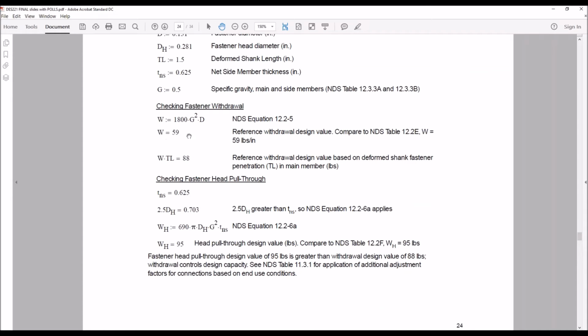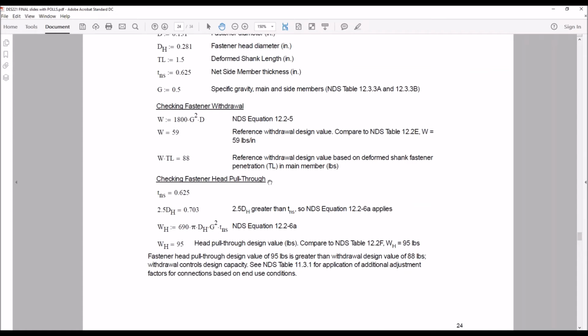So we plug those in, we get a reference withdrawal design value of 59 pounds per inch. And we can compare that to the tabulated value from table 12.2E, and they are the same. So that's good, we're consistent. Remember, though, we're only multiplying that by the penetration of the shank that is the deformed portion. So in this example, that's that TL value. So we multiply the W, that 59 pounds per inch, times 1.5 inches, which is the TL, and we get a value of 88 pounds of withdrawal resistance.